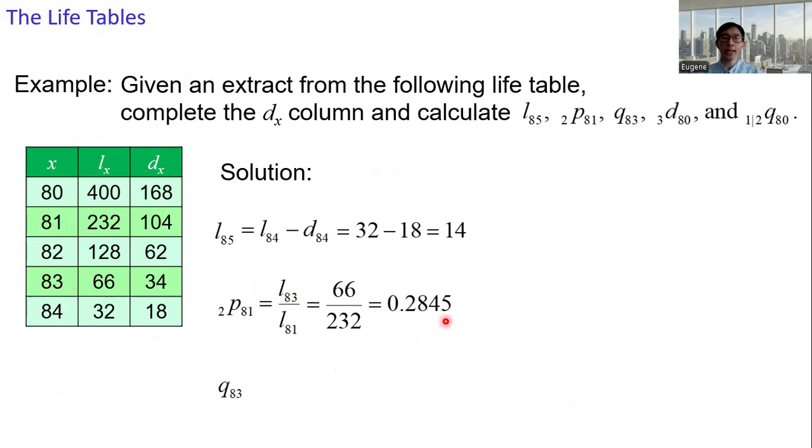How about q83? There are 66 survivors at age 83, and there are 34 deaths within this year before reaching age 84. And this is q83. So we get the probability, which is d83 over l83. We get 0.5152.